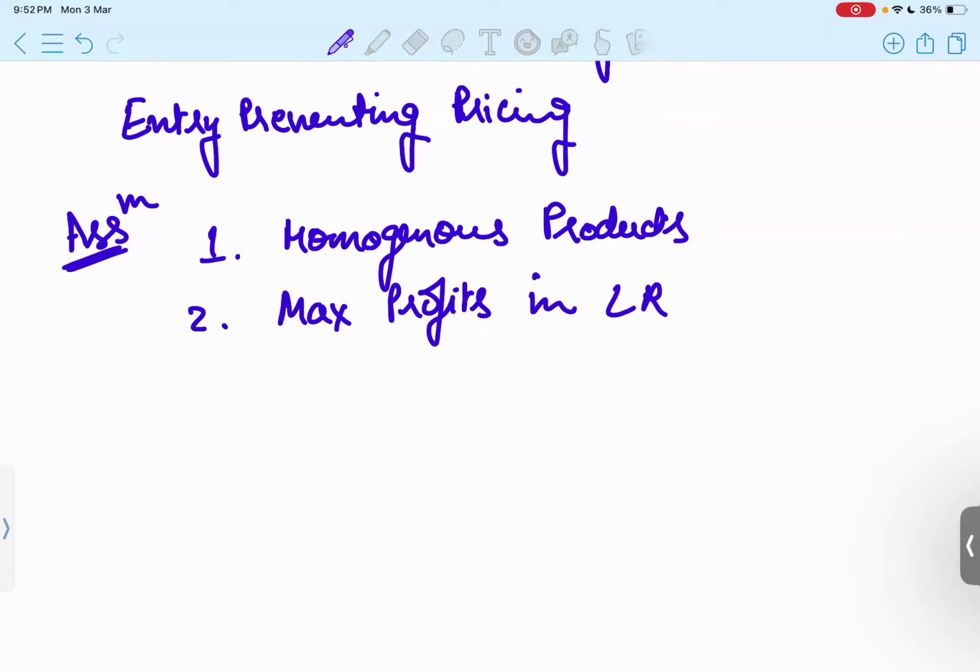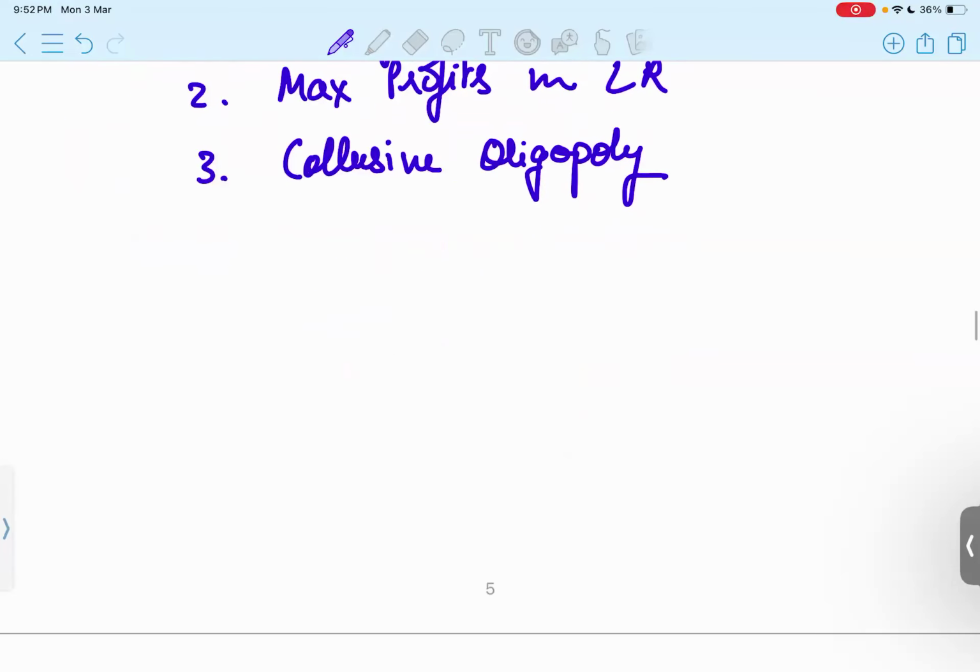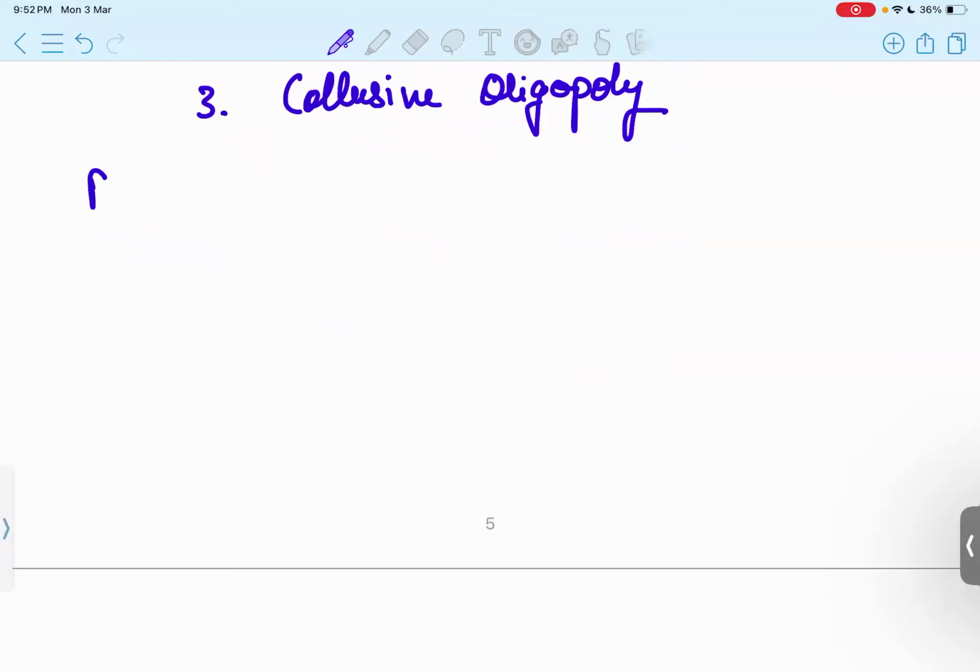And in a way, this will suppress the share of profits of the already established firms which are producing in the market. So they aim to maximize profits in the long run. And this we are studying under the collusive oligopoly model. Given these assumptions, we can go through what factors determine the limit price.